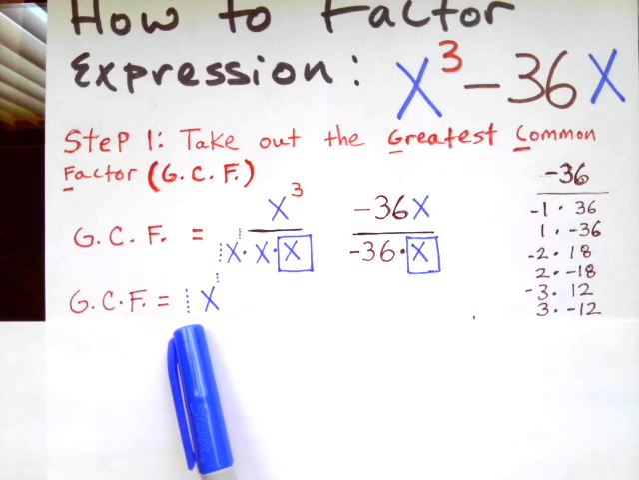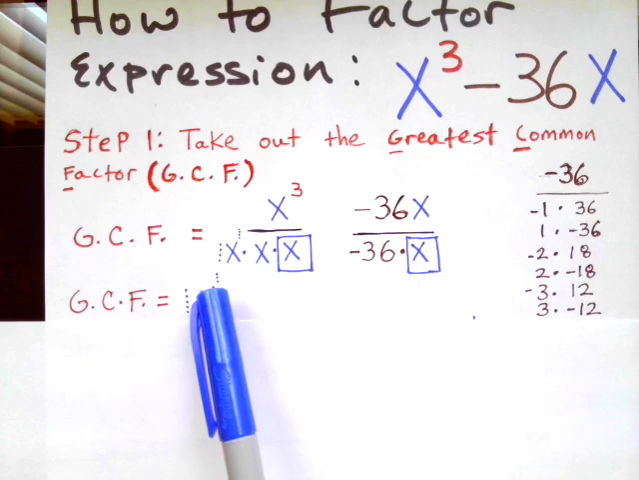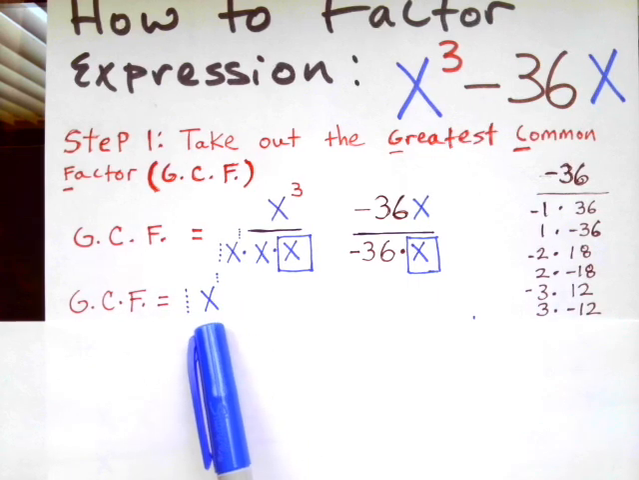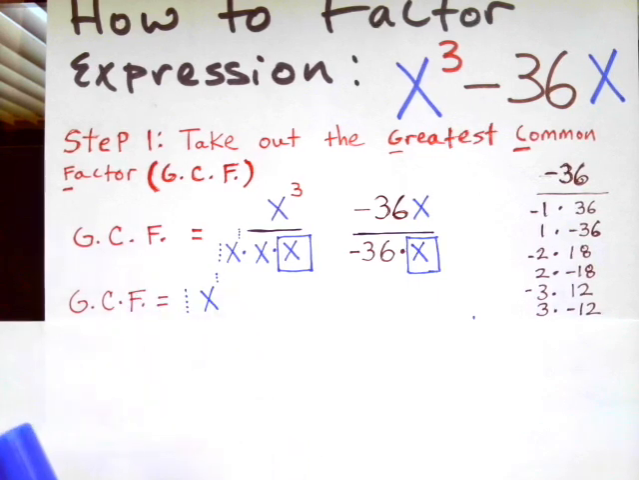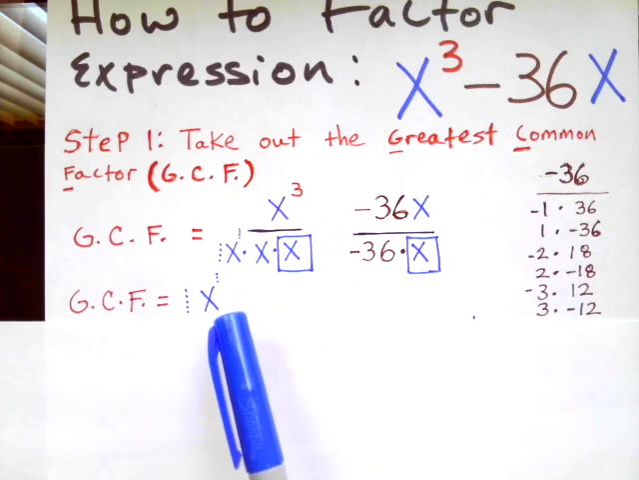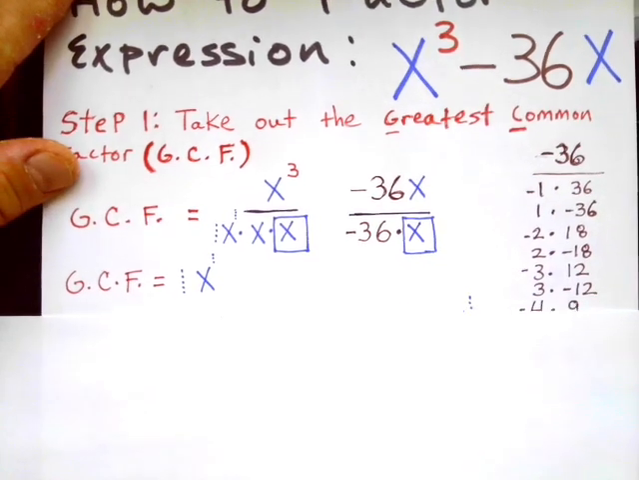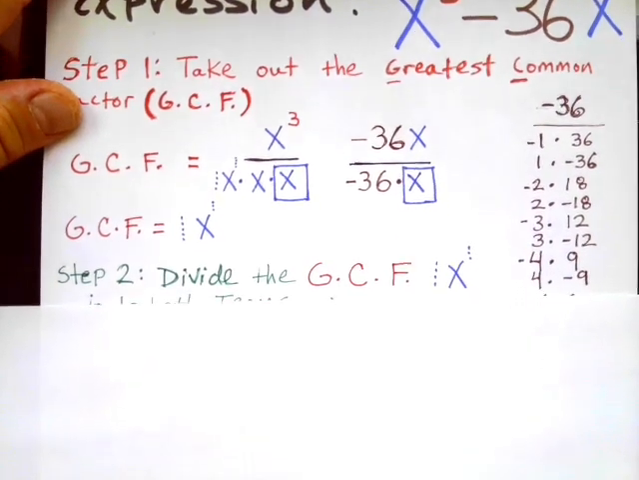So this is a 1x. I'm showing the invisible 1 in front of the x. And this is x to the first power. And it's always invisible unless there's a 2 or a 3 or a 5 in the exponent's place. So I want to make sure I'm showing you that, and it's crystal clear.